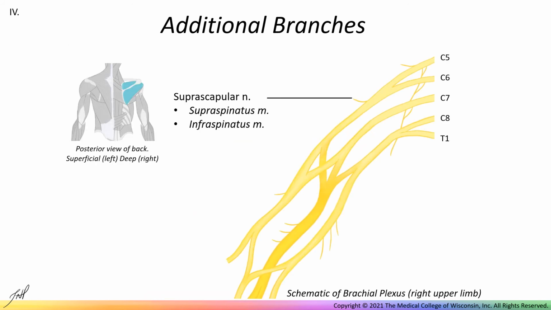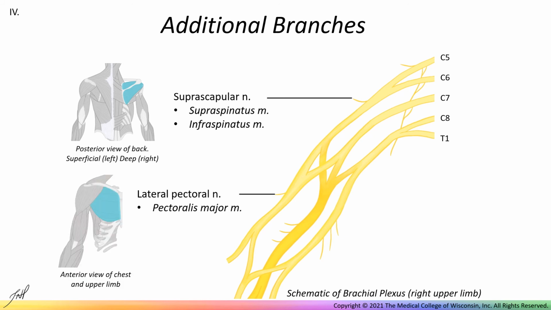The suprascapular nerve comes off the superior trunk and passes posteriorly through the scapular notch to innervate the supraspinatus and infraspinatus muscles. The lateral pectoral nerve is a branch of the lateral trunk and partially innervates the pectoralis major muscle.